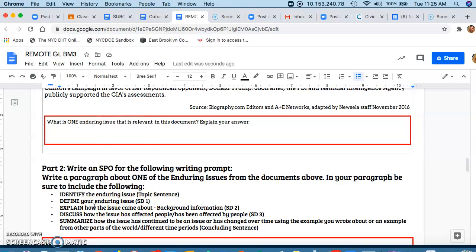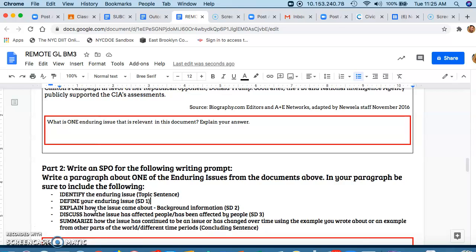Then you're going to explain how the issue came about. What is the background information, right, of how this issue shows up in whatever example you're talking about, okay? You're going to discuss how the issue has affected people. So thinking about your enduring issue, what makes this an issue? How are people impacted by it? Of course, it's going to be something that is negative, right? How are people negatively impacted by this issue or this problem that you chose to write about?